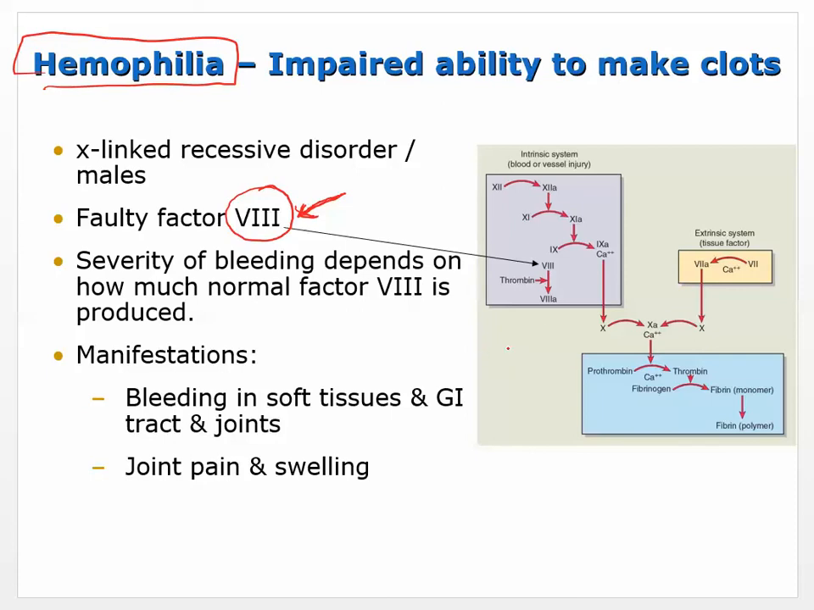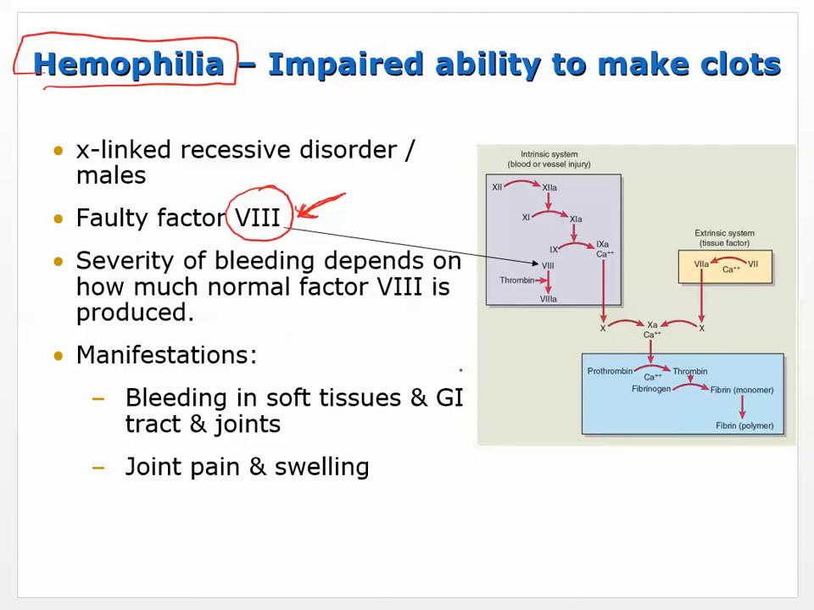And even though it's intrinsic, the extrinsic turns on the intrinsic, and then they have to work together. So without factor VIII, you simply are not able to clot properly. It depends on how much normal factor VIII is produced. So the severity of bleeding depends on how much normal factor VIII is produced.